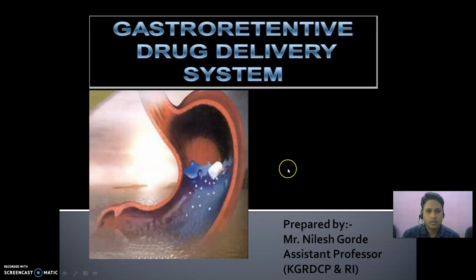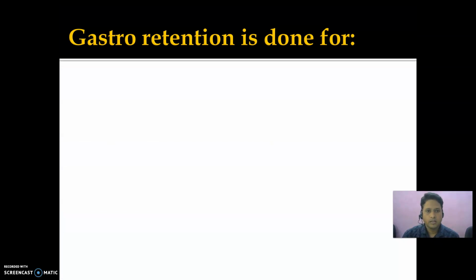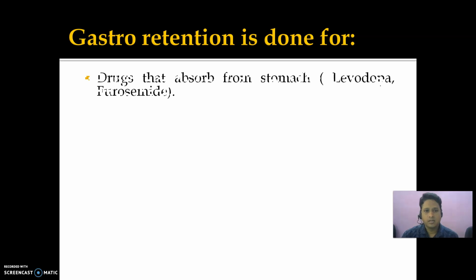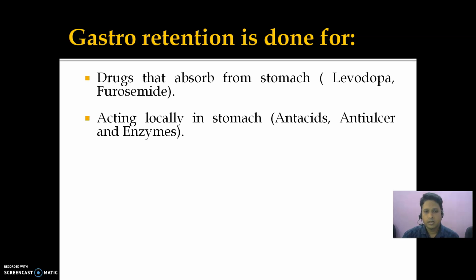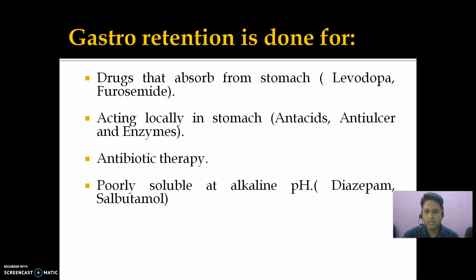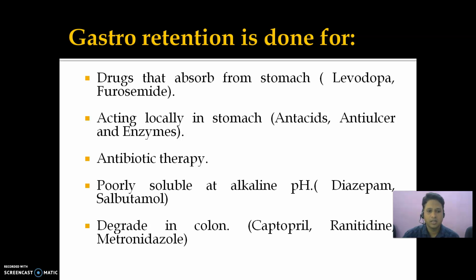Today I will let you know what is meant by gastroretentive drug delivery systems. So gastroretention is done mainly for drugs that are absorbed from the stomach like levodopa and furosemide, drugs acting locally in the stomach like antacids, anti-ulcers, enzymes and antibiotic therapy, drugs poorly soluble at alkaline pH like diazepam and salbutamol, and drugs that degrade in the colon like captopril, ranitidine, metronidazole.